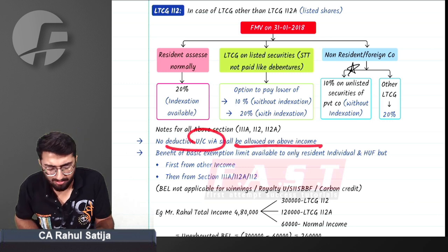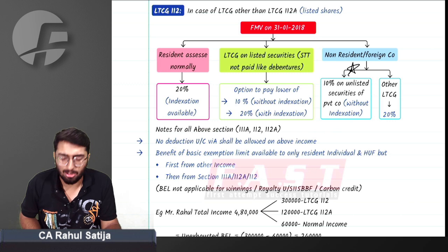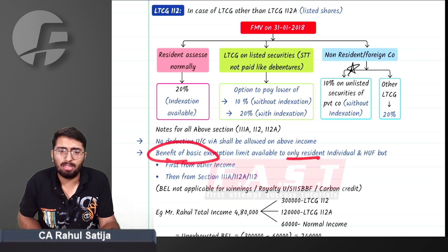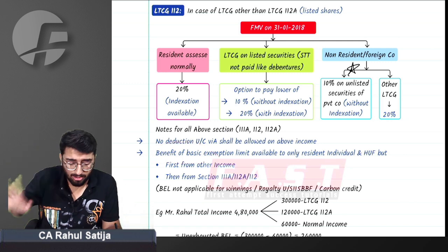No deduction under Chapter VI-A will be allowed. Very basic point. No deduction will be allowed under these sections. Sir, will the basic exemption limit be allowed? Benefit of the basic exemption limit will be allowed on these three assets.